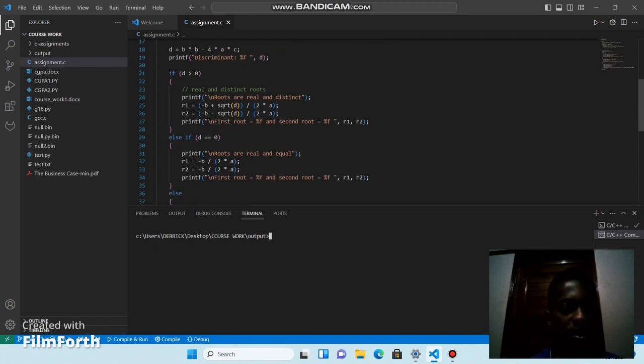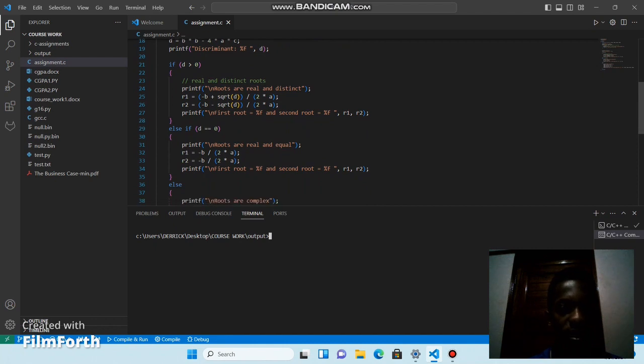Now the other condition will be for the real and equal roots. Hope you get me. So roots are real and equal if the discriminant is exactly equal to 0. Hope you get me there.